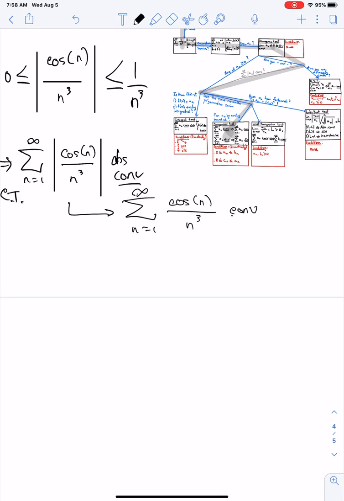It's going to be convergent. All right, nice.